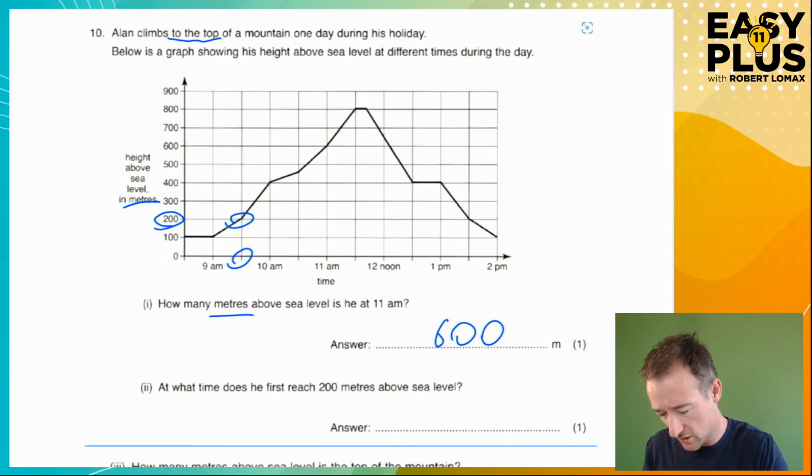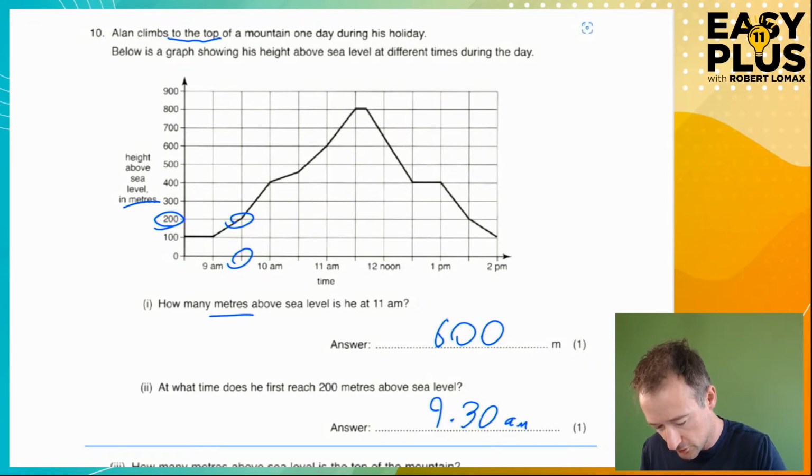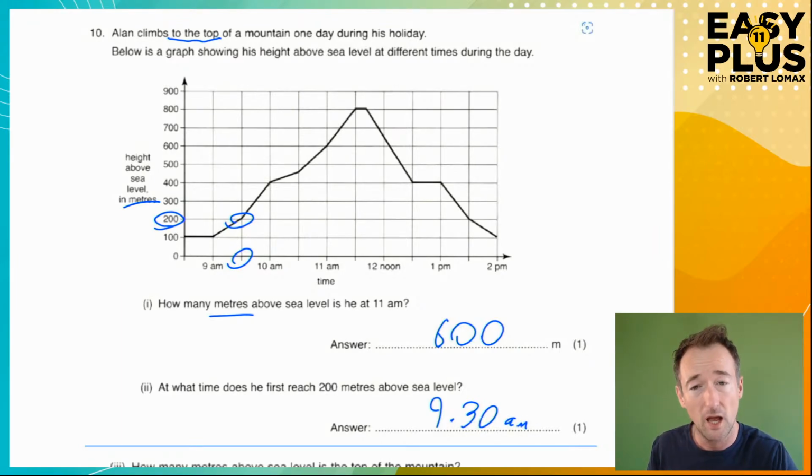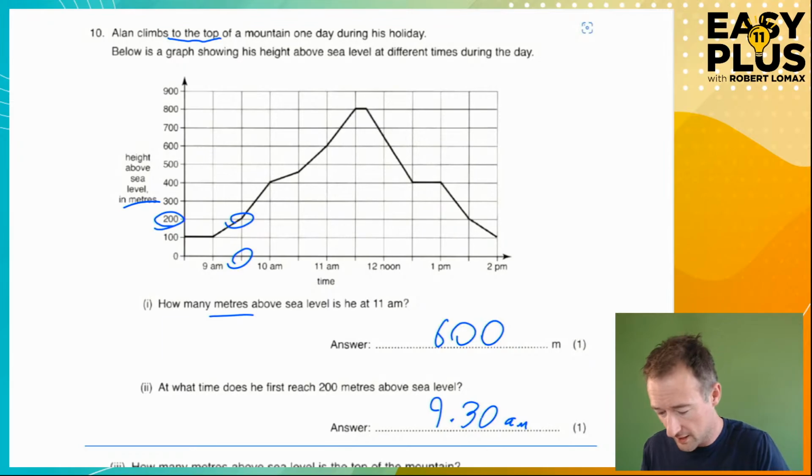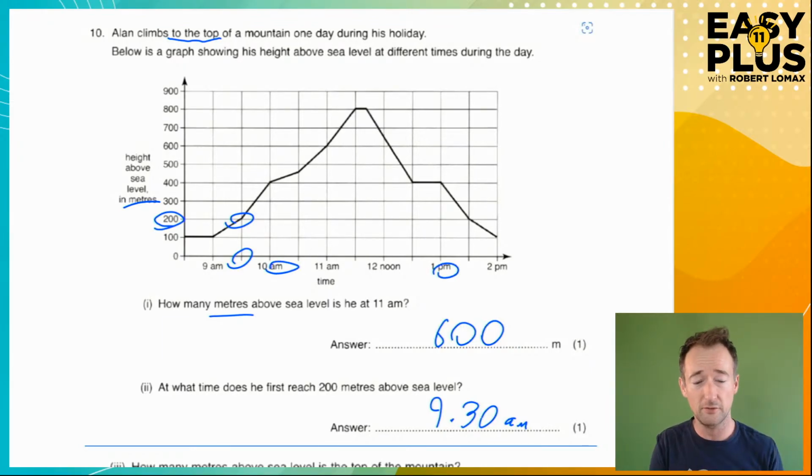It's 9:30 a.m. Now, if you do not write a.m., you could lose a mark because this graph includes both AM times and PM times. In other words, it includes the morning and the afternoon. So if you say 9:30, then that could be 9:30 in the evening. So to avoid any risk, it's very important to write AM or PM. We're not working in the 24-hour clock here, so that difference is important.